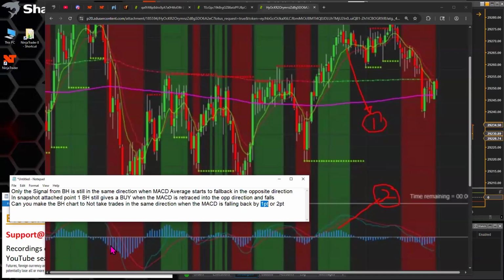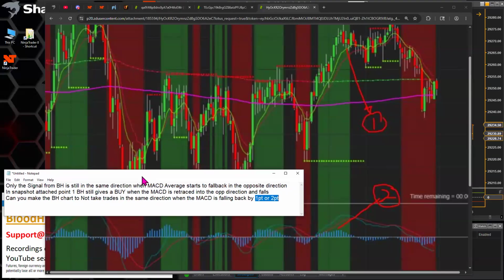Another good example: a short output, but if the MACD falls back too far, whatever you want it to be, 1 point, 1.5 points, 2 points, then cut the output out. All right.